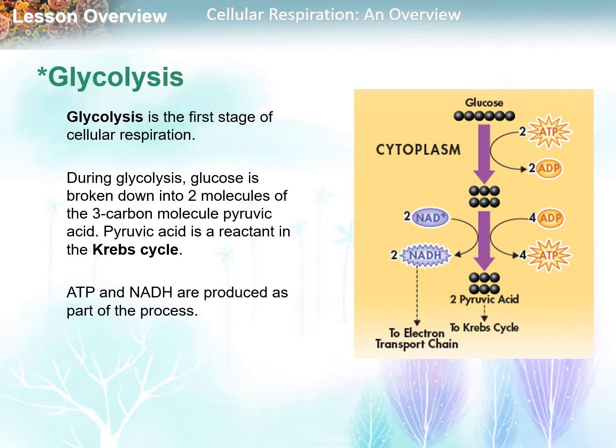Glycolysis is the first stage of cellular respiration. During glycolysis, glucose is broken down into two molecules of the three-carbon molecule pyruvic acid, and pyruvic acid is a reactant in the Krebs cycle. ATP and NADH are produced as part of the process. So as you can see in the figure, you have there the production of ATP and NADH in the process of glycolysis. So during glycolysis, one molecule of glucose, a 6-carbon compound, is transformed into two molecules of pyruvic acid, three-carbon compounds.